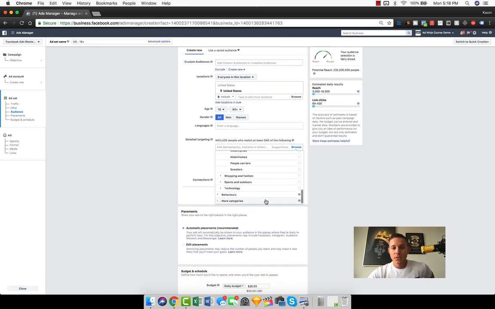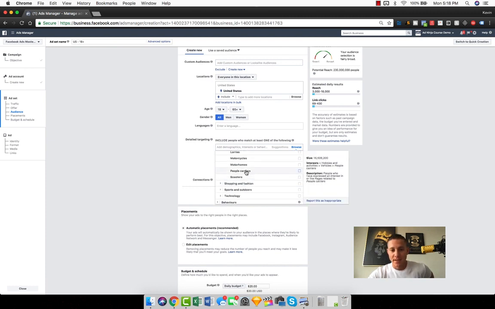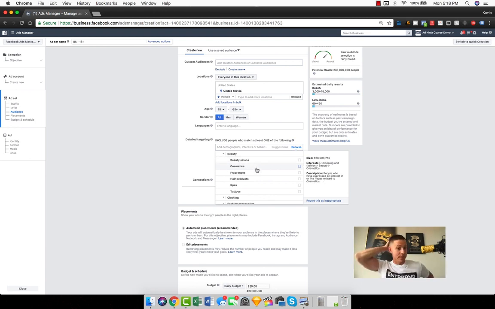We can target people who are interested in boats, for example, scooters, people carriers. I have no idea what a people carrier is, but that sounds interesting. Beauty is a fantastic one. There's an unbelievable amount of money to be made in cosmetics. I think Kylie Jenner really showed us how much money there was to be made. There's over 628 million people interested in cosmetics, if that gives you an idea of what kind of numbers we're talking about here.